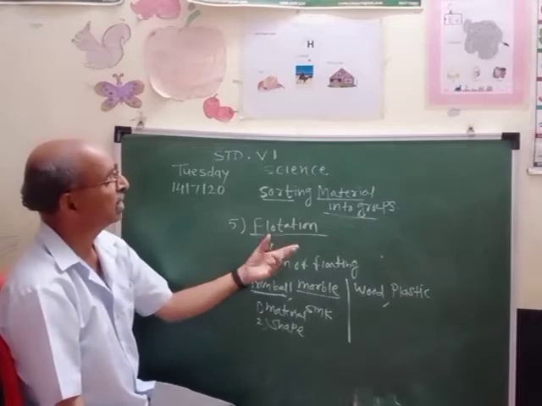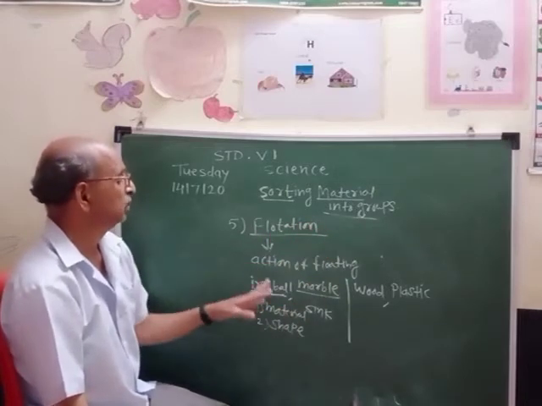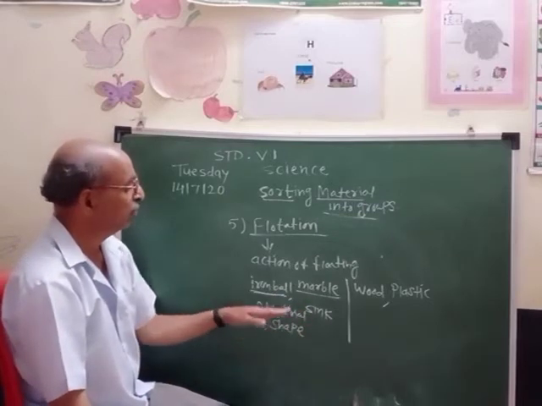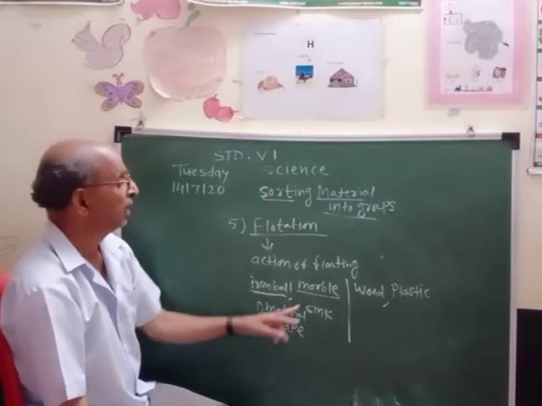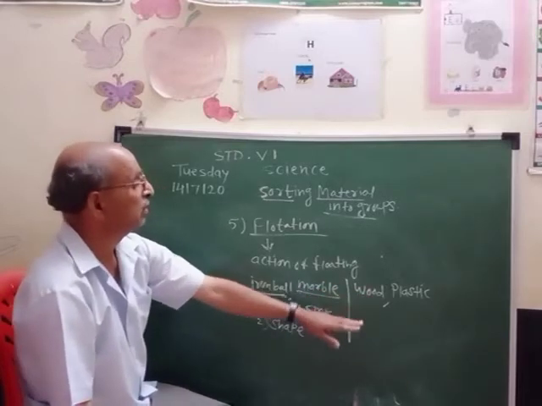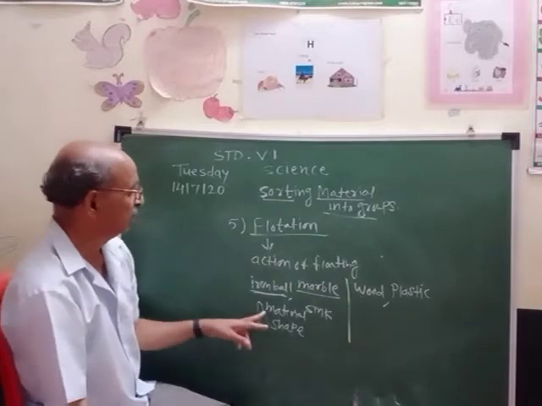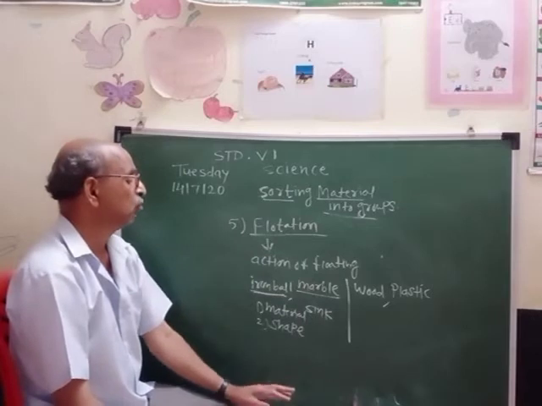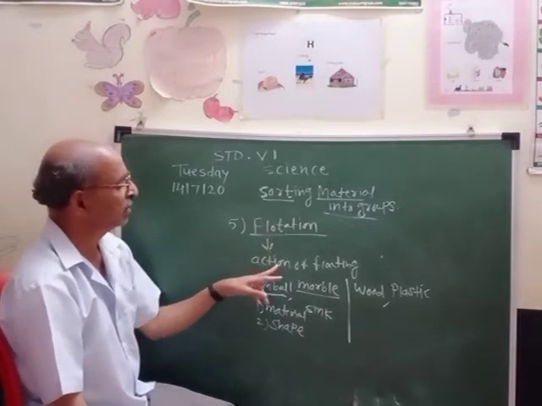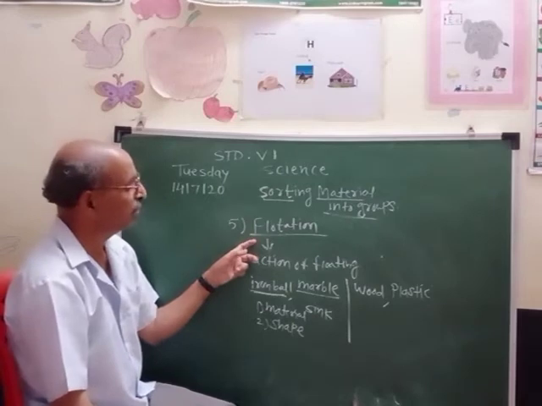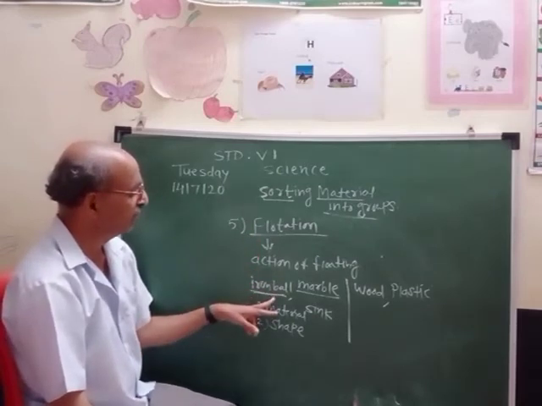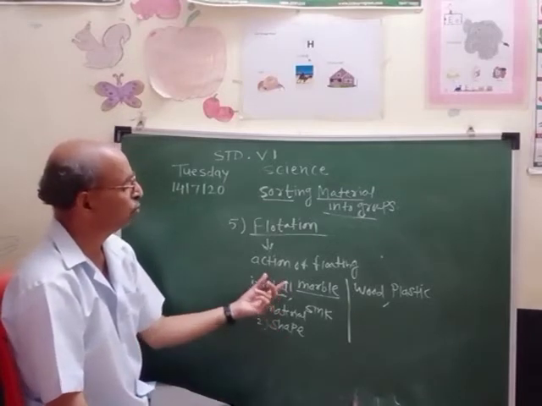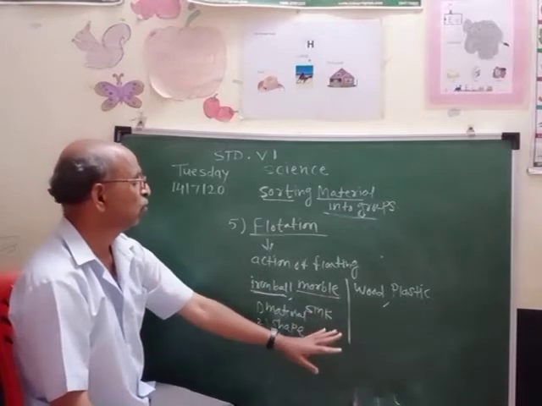So flotation is the property by which we can sort into groups. The two groups are the material which sinks, means that will not float on the water, that will go and settle at the bottom, and second is that which will float on the water. So examples are wood and plastic. The sink materials are iron ball, marble, they will sink in the water, and flotation is nothing but the action of floating. So this flotation depends upon the material of which the object is made and the shape of that object.